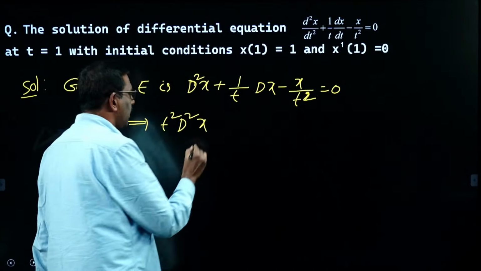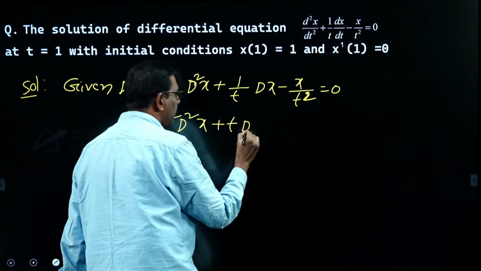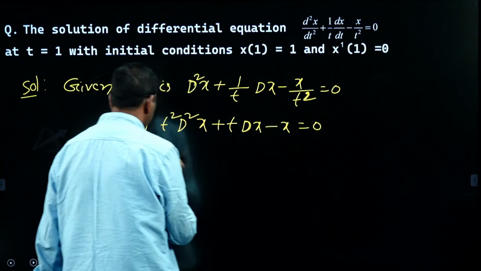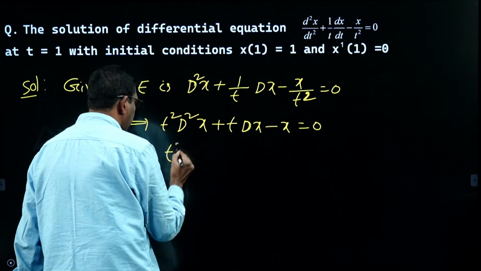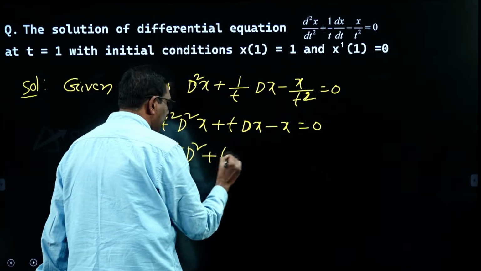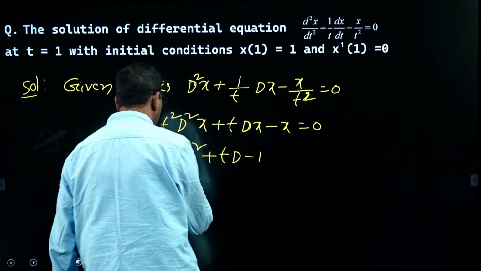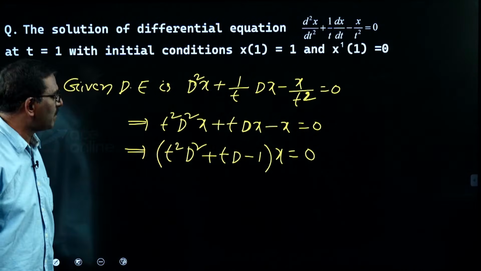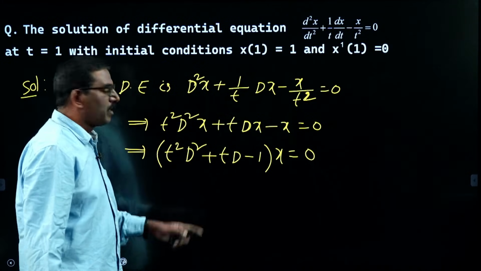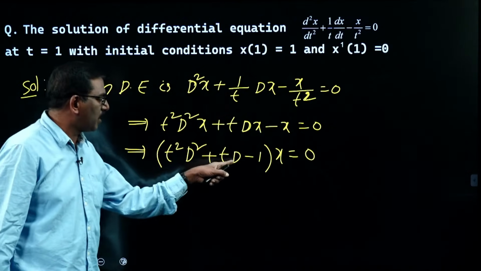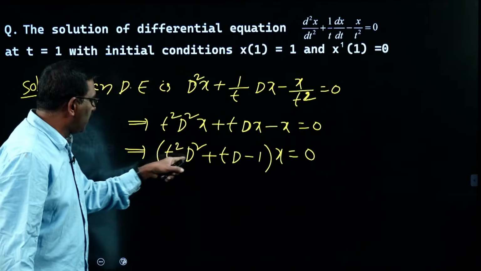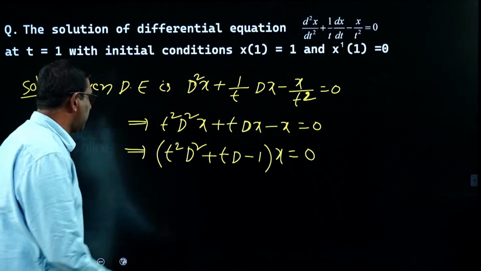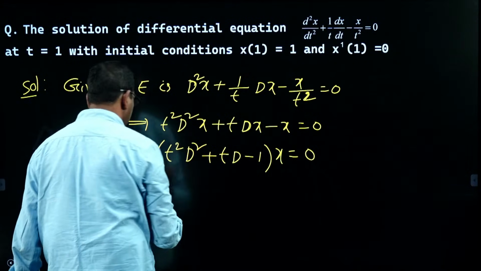Take LCM, plus td into t dx minus x is equal to 0. This you can write as t square d square plus td minus 1 into x is equal to 0, or not? x means x of t, x is a function of t. Is it a Cauchy-Euler linear D or not? See here, d coefficient is t, d square coefficient is t square. These are variable coefficients. This is a Cauchy-Euler linear D, that too homogeneous form equal to 0.